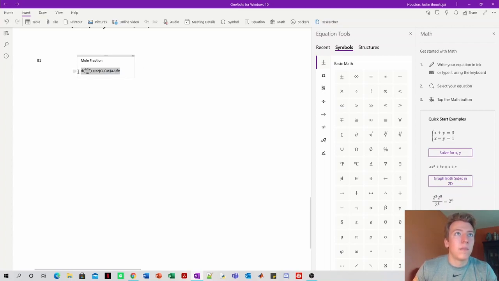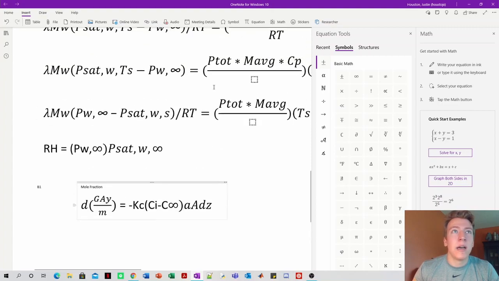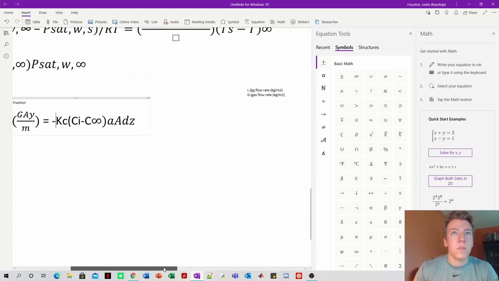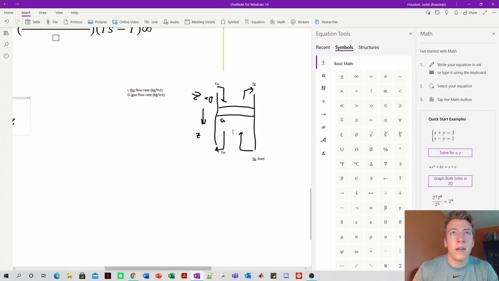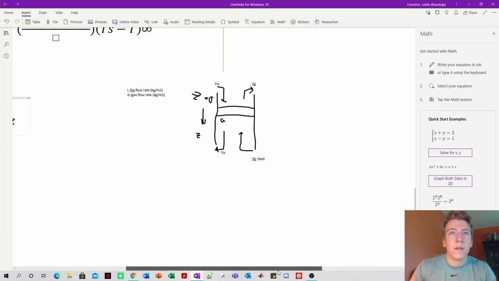So let me make this a little bit bigger so you can actually see it. I should have done that from the start. There we go. And like I said, I wanted to come back. The one thing that we didn't put in right away is a negative sign on the Kc. And that is because, as you see here on the right-hand side, we defined the positive direction as going downwards. And when you have that mass transfer going upwards with the feed, that is in a counter direction. So that is why we make it negative.